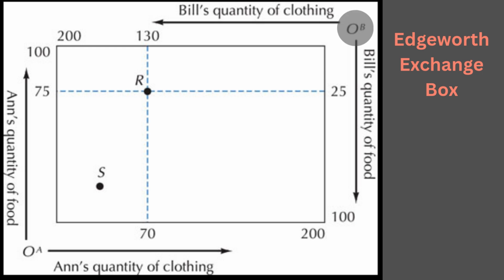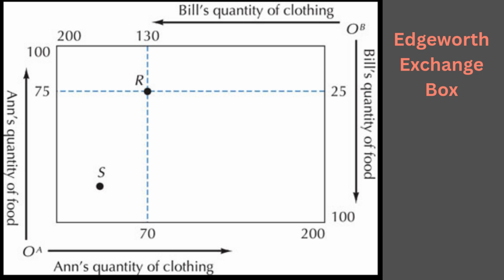But here's the twist. Burt's preferences are rotated 180 degrees. So moving left from OB means Burt gets more clothing, and moving down gives him more food. Every point in the box represents a complete allocation of food and clothing between the two. Nothing is wasted or left over, just reshuffled. If Anne and Burt find a point in the box that makes both of them better off compared to their initial endowment, they'll agree to trade, and they'll keep trading until no further gains are possible.